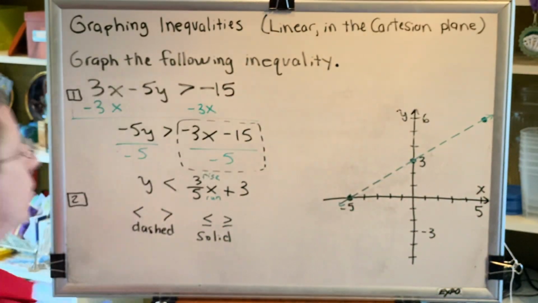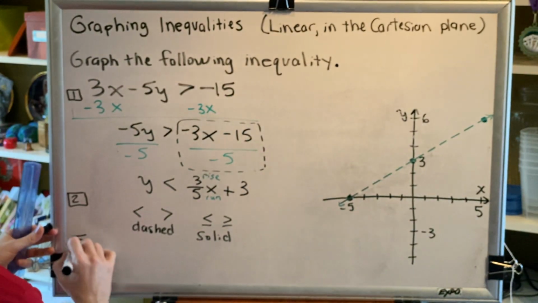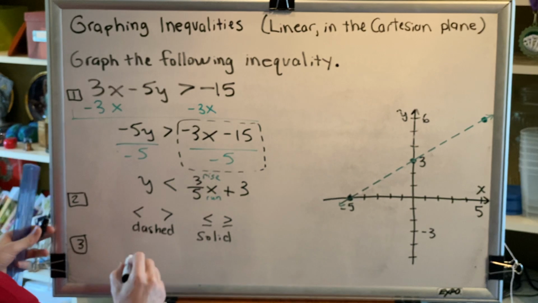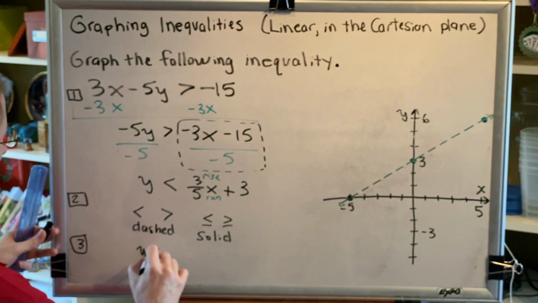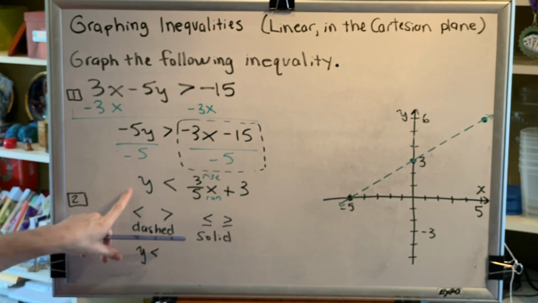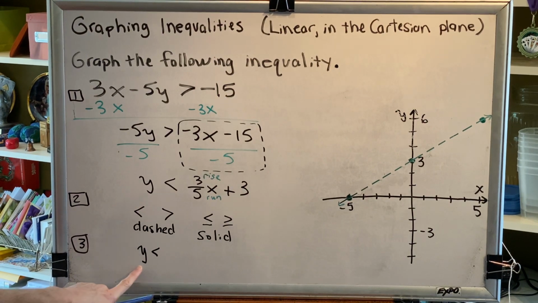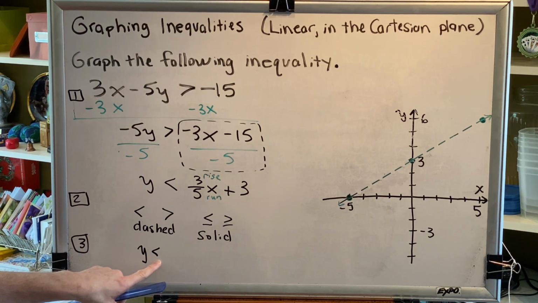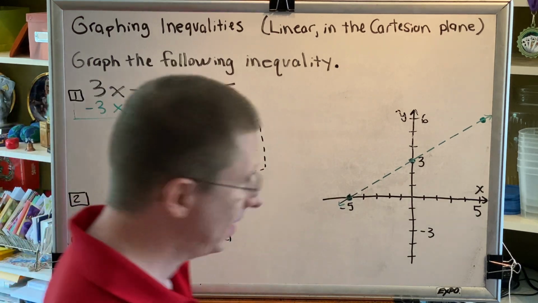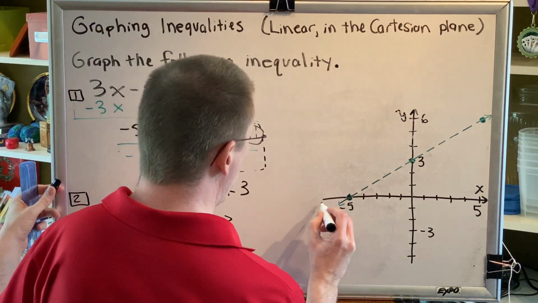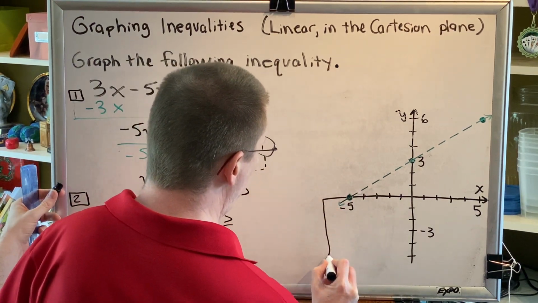Okay, step 3 is the shading step. And the shading step is actually very easy. You just have to look at which variable you solved for and the inequality symbol that you see. In our problem, the variable is y, so that means our only shading options are up or down. And the inequality symbol is less than, which means we're going to shade down. So I know that I'm going to shade below my green dashed line.